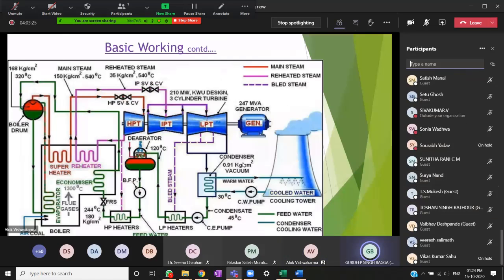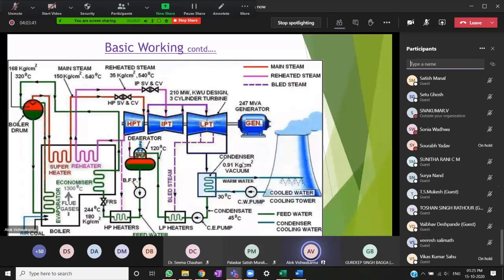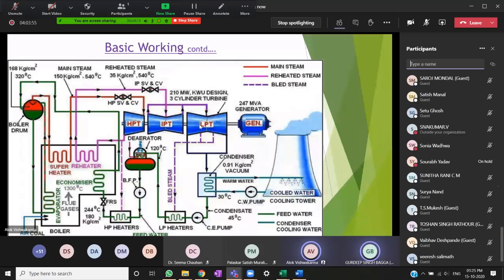See, whenever a power plant is designed, at that time the rating of the generator and turbine is fixed. For example, say this is a 210 megawatt turbine. Its rated capacity is 210 megawatt. So accordingly the generator's capacity is also fixed. Suppose it may go up to 230 megawatt like this. Beyond that we cannot run the system. There are various protections available that will stop us from going further.